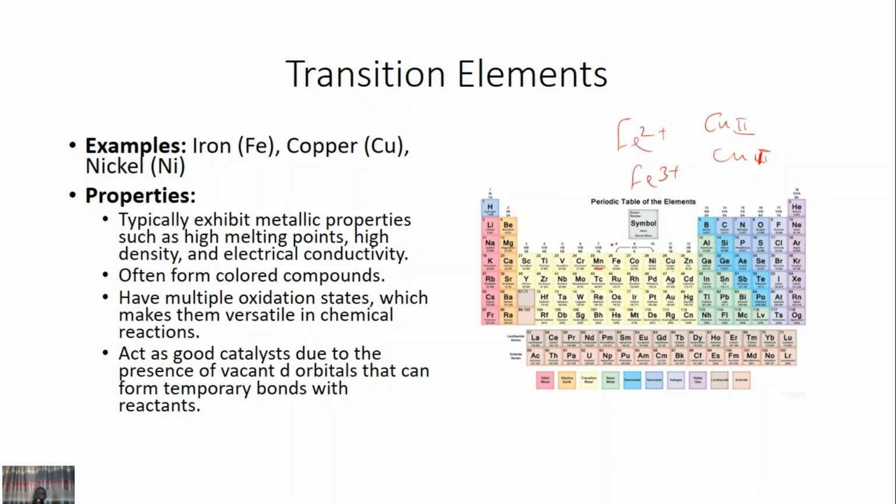The transition elements are otherwise known as the d block elements. That is due to the fact that their electron configuration usually ends in partly filled or completely filled d orbitals. So take note of that. I talked about this one, which is s block. This one is d block.